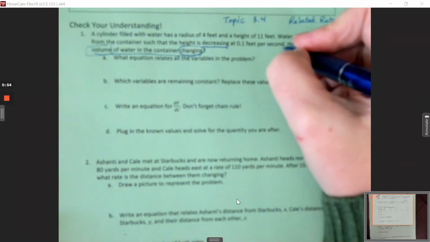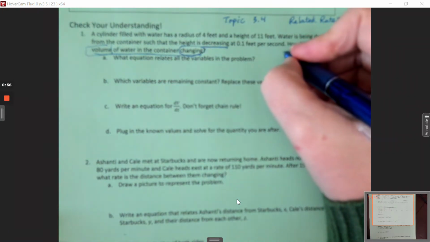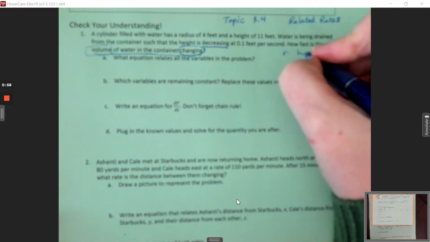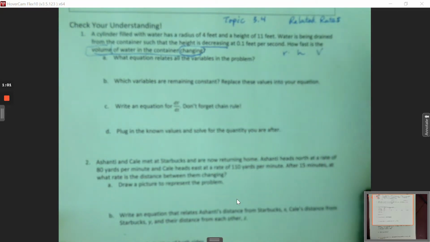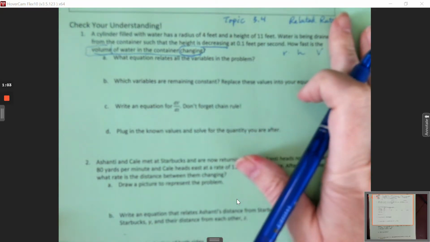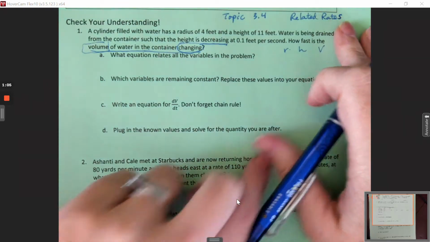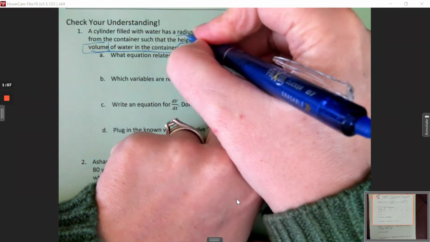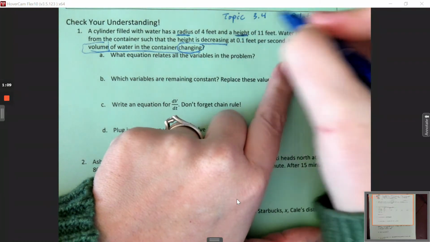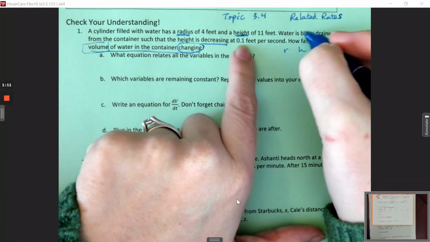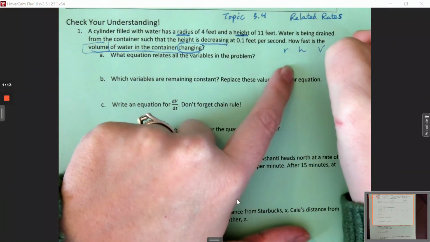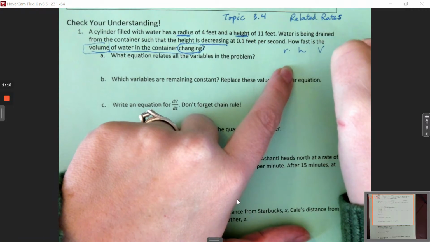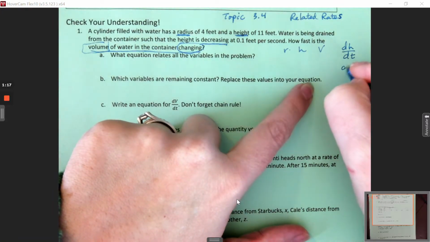So my variables, I've got radius, height, volume. Those are my variables. It's important to recognize what you have. You've got radius, height. Water is being drained, so the height is decreasing, so we know dh/dt. We're looking for dV/dt.